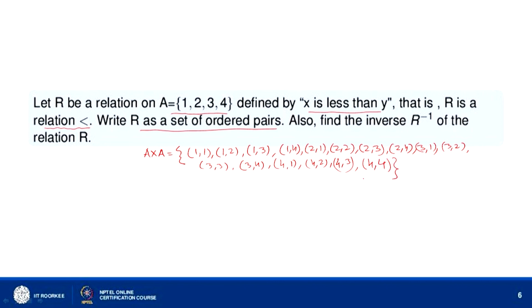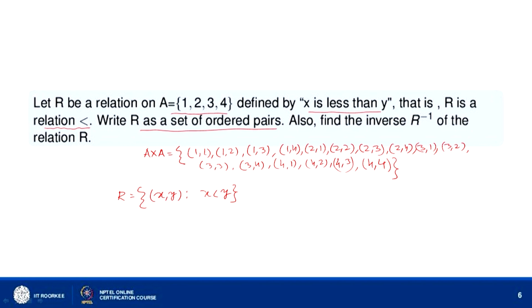Okay. Now, R will consist of those ordered pairs where x is less than y. So, if (x, y) is an element of R, then x should be less than y. So, R is the set of those ordered pairs (x, y) such that x is less than y. So, let us see which are the ordered pairs which satisfy that the first element x is less than the second element y.